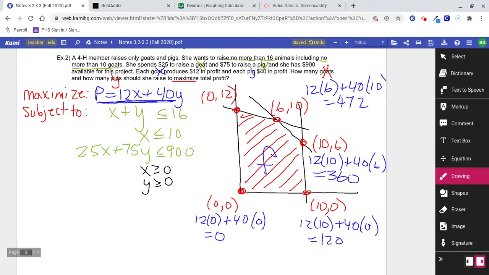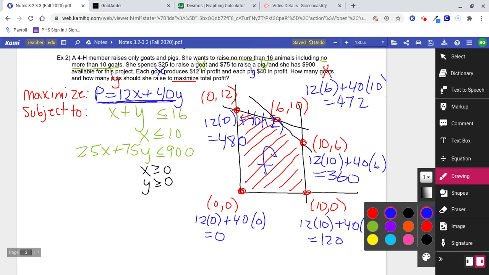And 12 times 0 plus 40 times 12 is 480. Okay. So where's the biggest number? 480? 480 is the biggest number, right? That's your solution. Maximize profit.